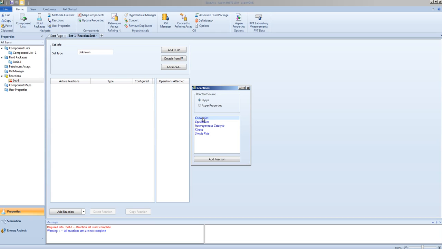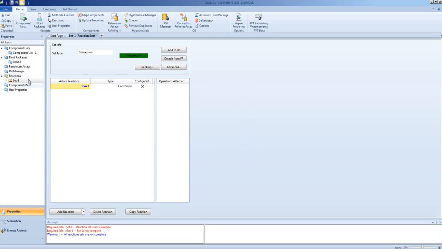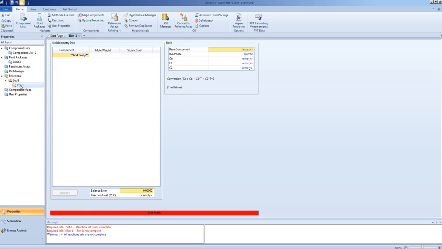So we're going to add a conversion reaction to start. Click Conversion, Add Reaction, and a reaction is added. Note, although the reaction set is green, saying it's ready, there are no reactions fully specified. We must specify the reaction totally. To specify the reaction, we add the reactants, in this case, hydrogen and nitrogen, and we add the product, which is ammonia.